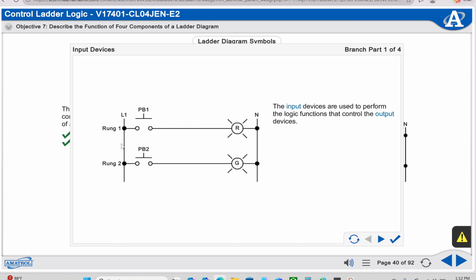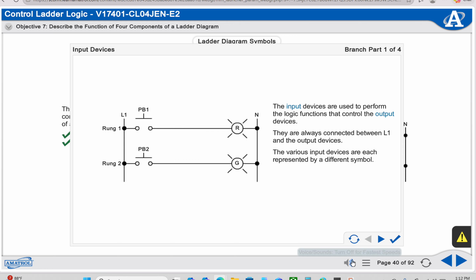The input devices are used to perform the logic functions that control the output devices. They are always connected between L1 and the output devices. The various input devices are each represented by a different symbol.